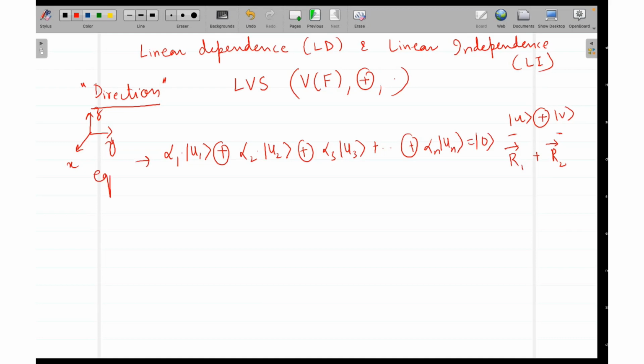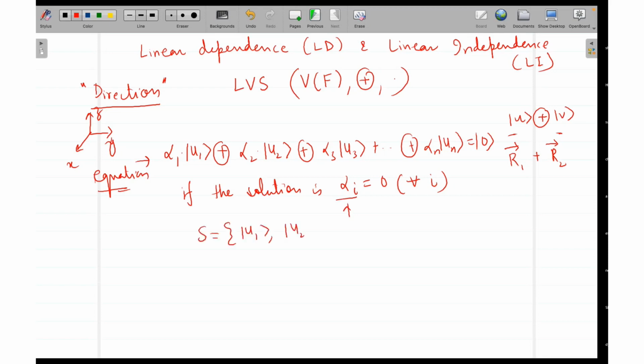So if I define an equation like this for a set of vectors u1, u2, say un lying in this vector space, with alpha 1, alpha 2, alpha n being these scalars, then for such an equation, if the solution is all alpha i's equal to 0, that means the only possible solution for such an equation is that all alpha i's are 0, then we call the set of vectors u1, u2, un to be linearly independent, LI.